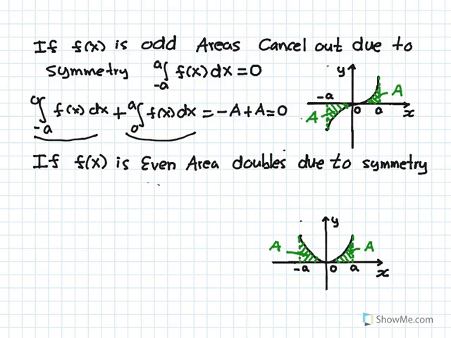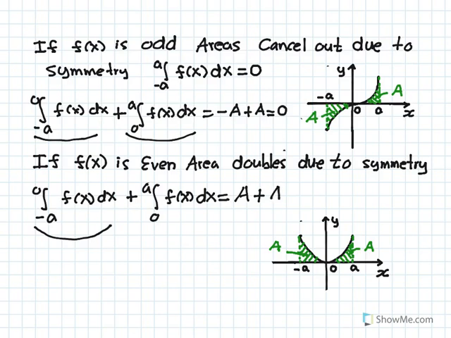If f of x is an even function, the area doubles due to symmetry. So we can split up the integral from minus a to 0 of f of x dx, plus the integral from 0 to a of f of x dx. And that's going to give us a, this is the value for this definite integral, plus a, and it doubles up due to the fact that the function is even, and due to the symmetry of the function. All right, in the upcoming videos, we're going to look at some examples of even and odd functions, and we'll go over that in the next video.